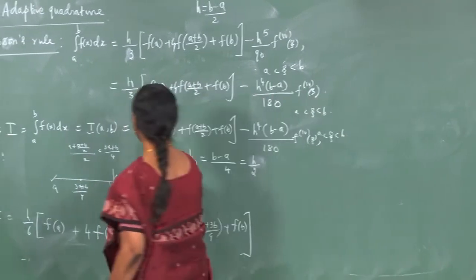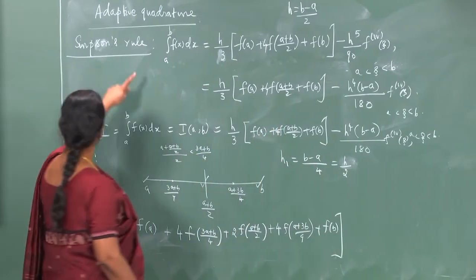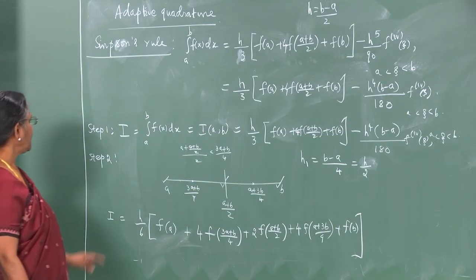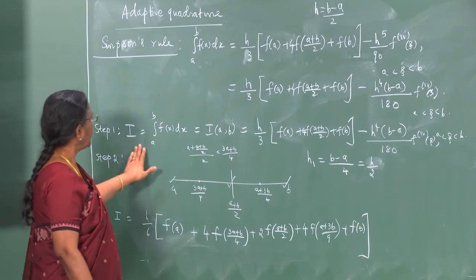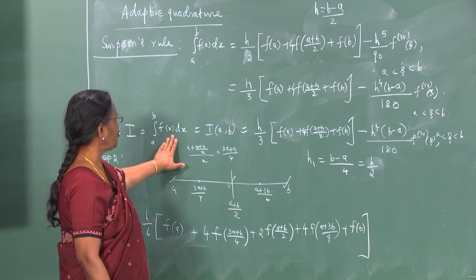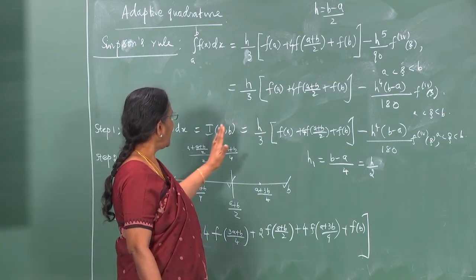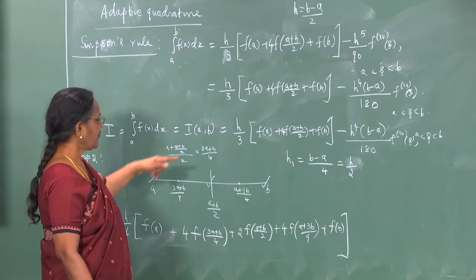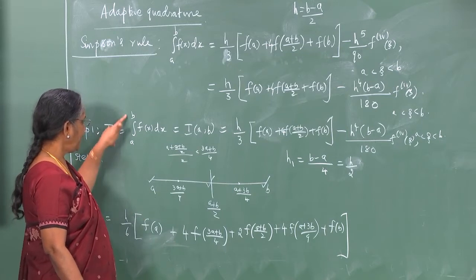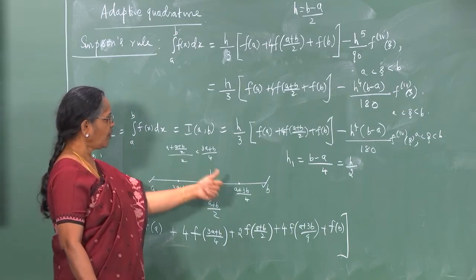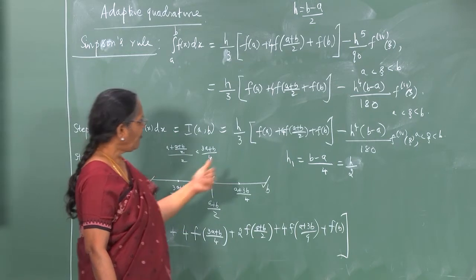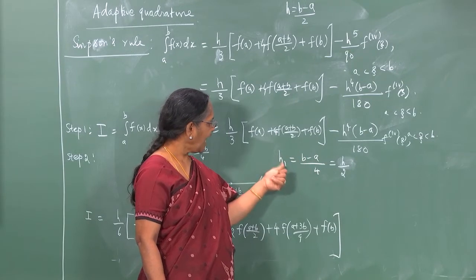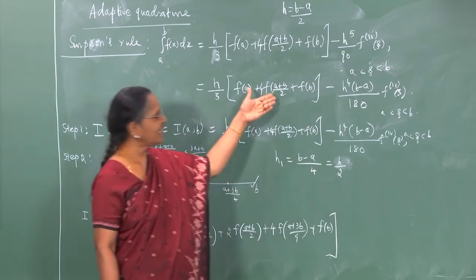So, let us now derive the Simpson's rule based adaptive quadrature method. In step 1, I apply Simpson's rule with step size h and write down the rule. In step 2, I divide the interval a b into 4 equal subintervals of width h1, which is (b minus a) by 4. So, it is half the step size of the earlier step.